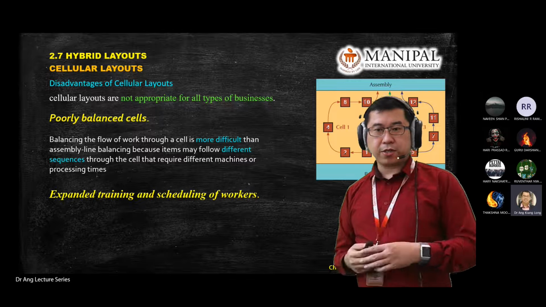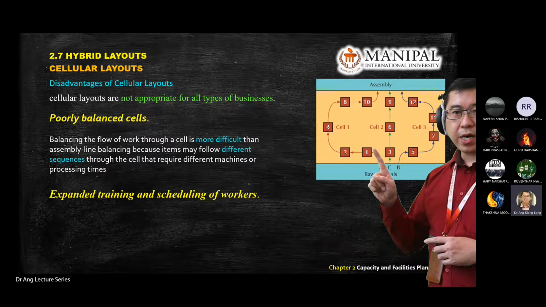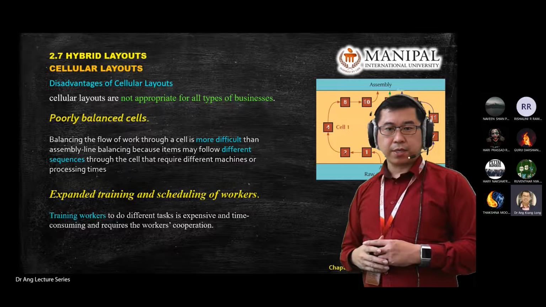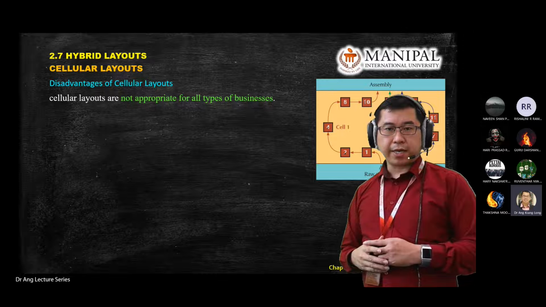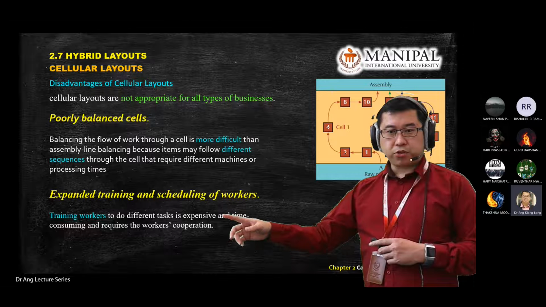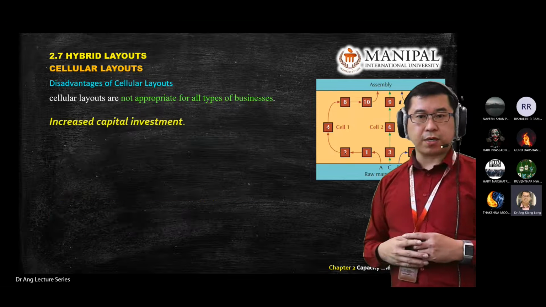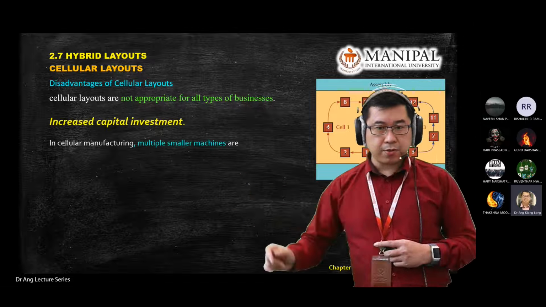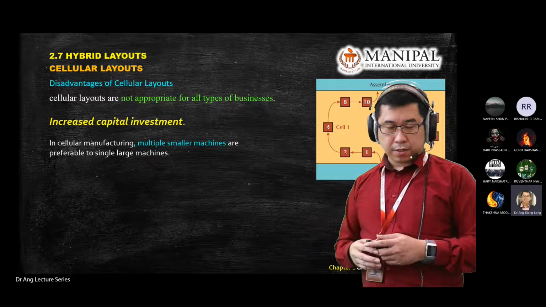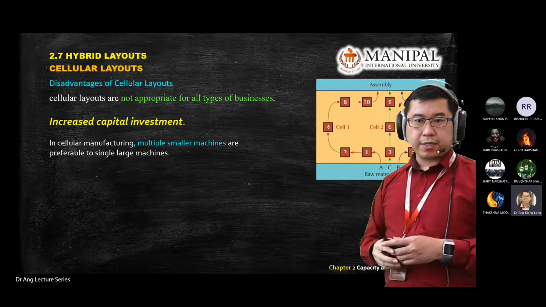And of course in the beginning you need training for your staff, because your staff need to know how to operate several machines in one go. If you're producing very precise products, usually the training will be very expensive. You need very skillful people and also increased capital. So you can see you group machines together.